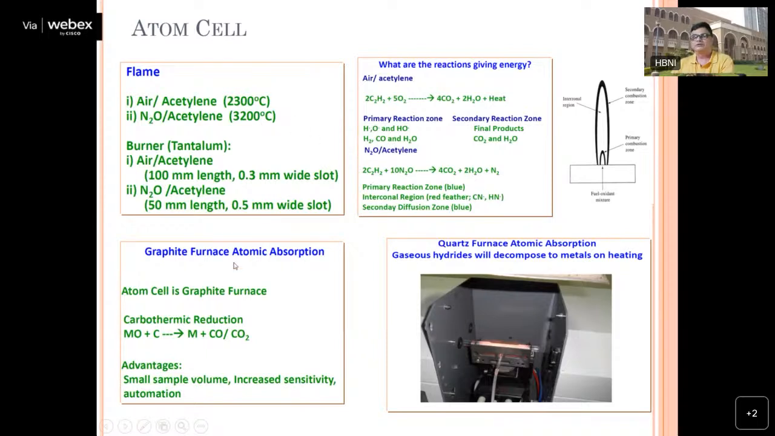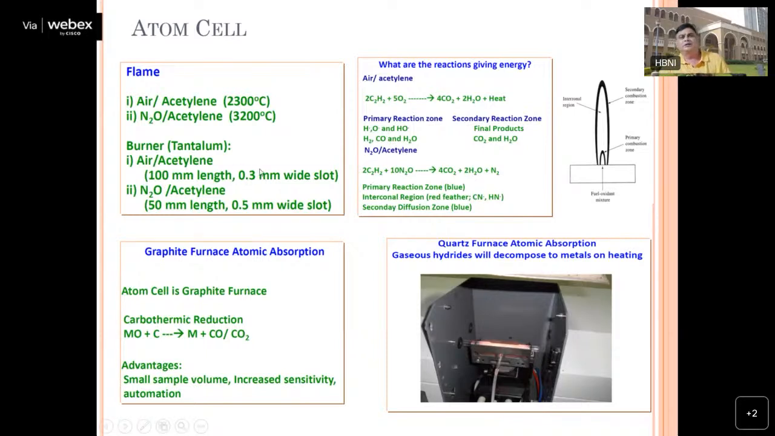So what is happening in the graphite furnace? In the atom cell of the graphite furnace, carbothermic reduction is going on: the metal oxide reacts with the carbon. The question is in which cases we use the flame and in which cases we use the graphite furnace.